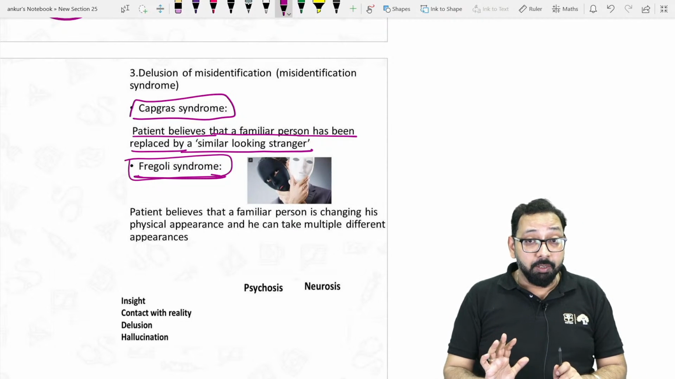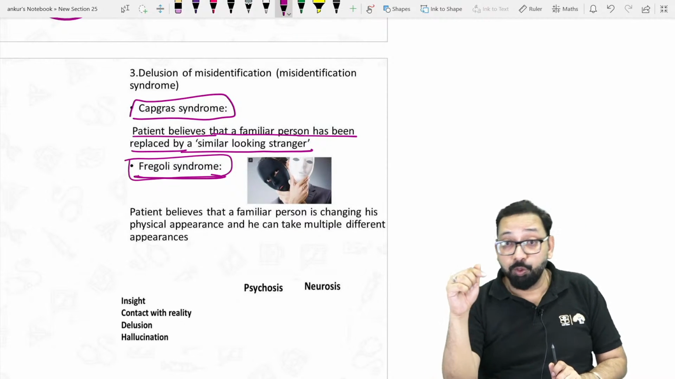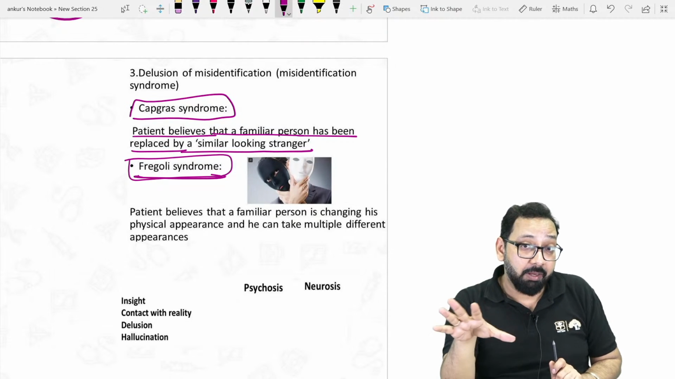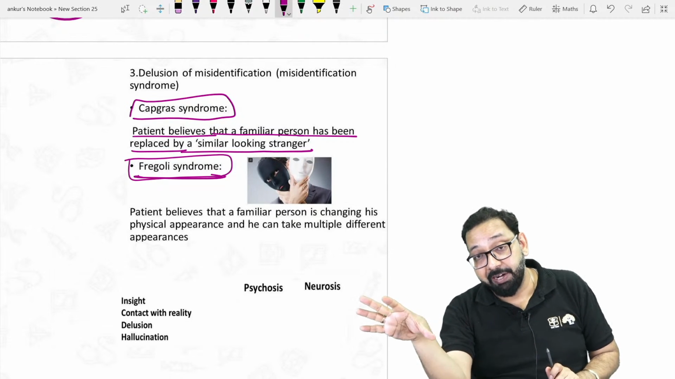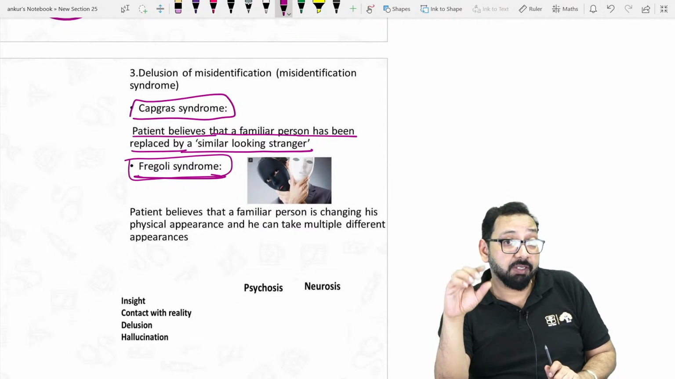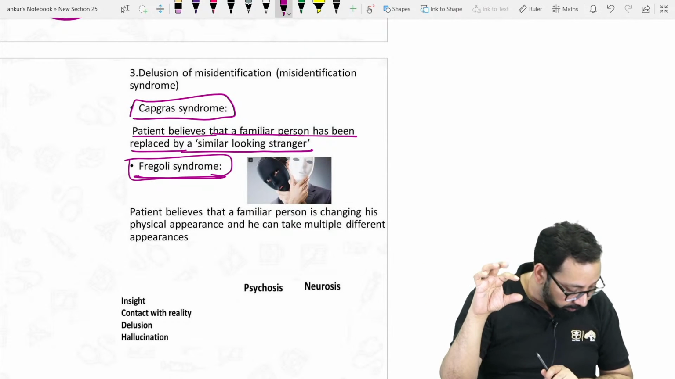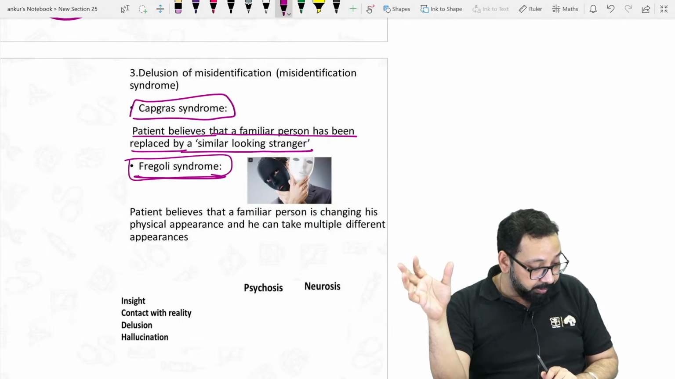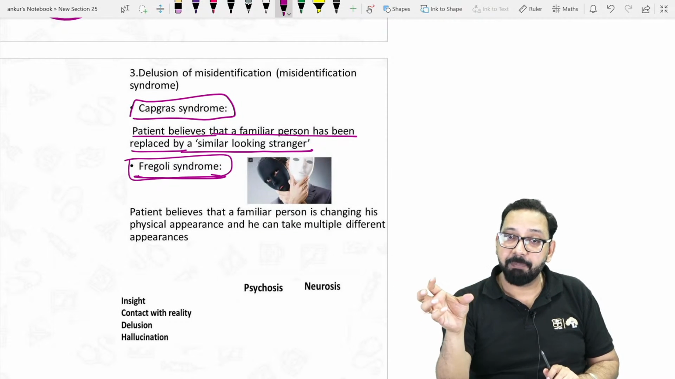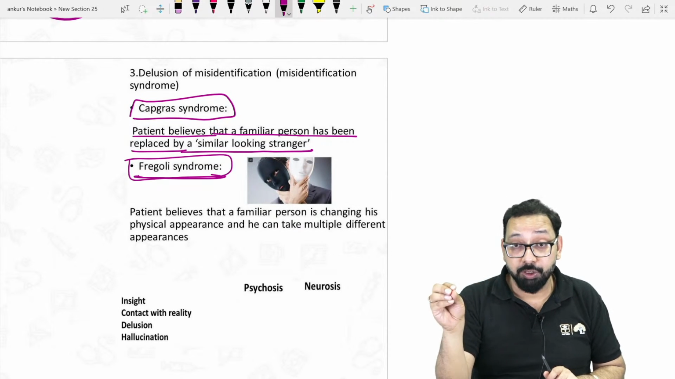Second, Fregoli. The patient says that the person who is sitting outside my flat is not a beggar. A beggar is sitting outside the flat, the patient says that he is not a beggar, he is my boss. He has changed his physical appearance just like a beggar. He is not a beggar, he is my boss, he wants to keep an eye on me.